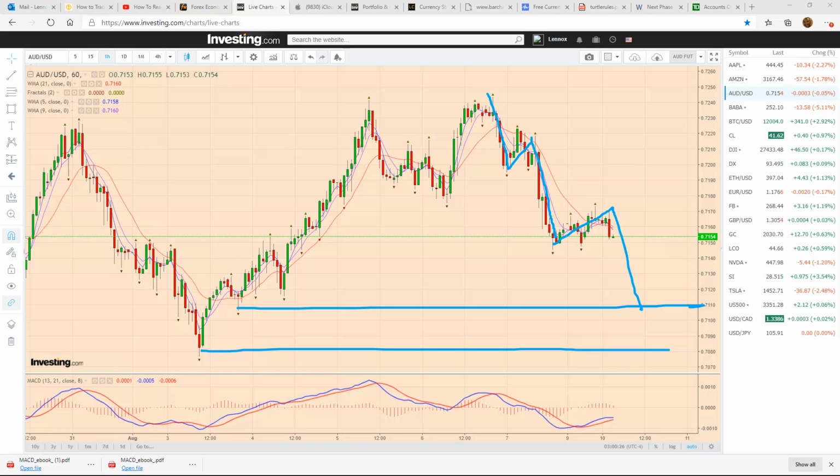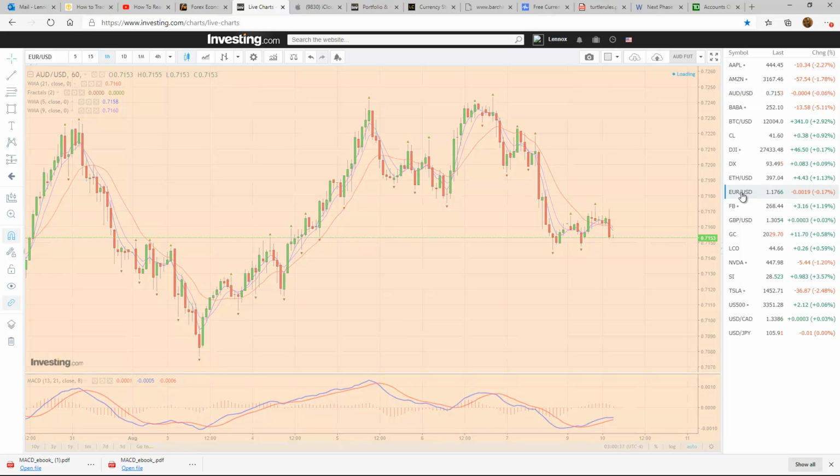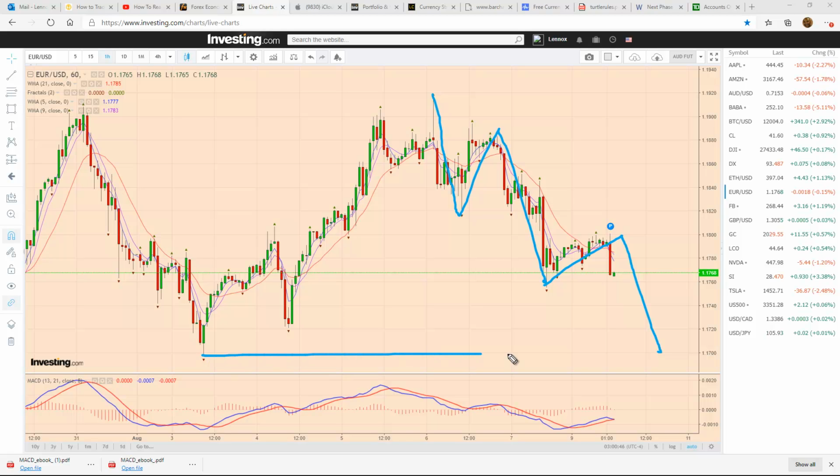Okay, the same thing would hold. This is also very short term. This is only on the hourly time frame. Okay, so Euro US dollar would be similar. So Euro US dollar, we've got that move here. So again, the expected move would be to the downside, back down to support again in the short term.